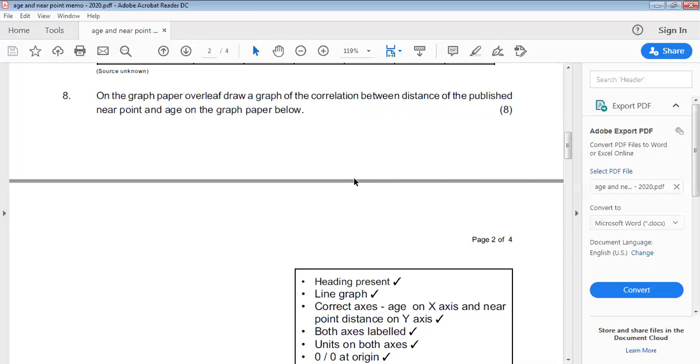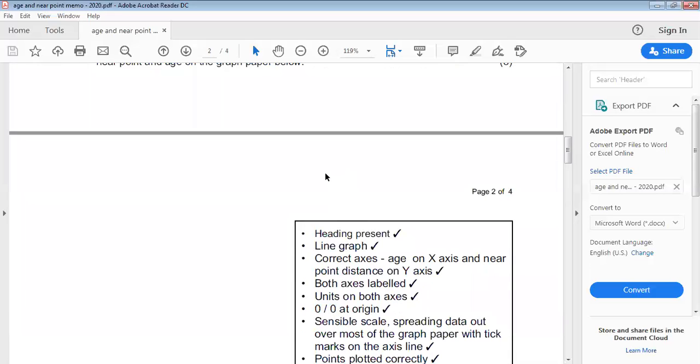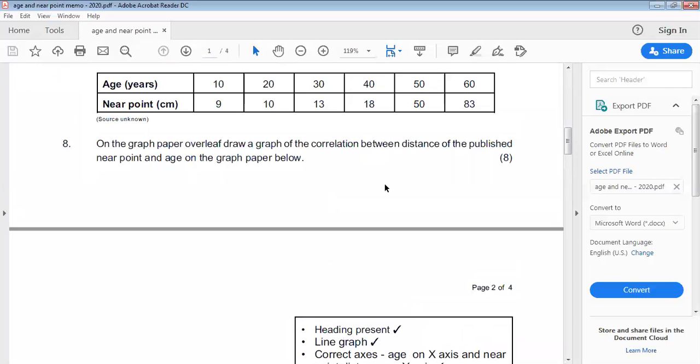The only time that you would extend the line back to the 0 on the x-axis would be if they asked you a question about that. So they might, for example, say in a question, suggest what the near point would be at 1 year or at 0 years. And then what you would do is you would follow the trend of your line backwards, and at 10 years, just keep on going back at that same slant. And it's not going to go through 0 and 0. Okay.